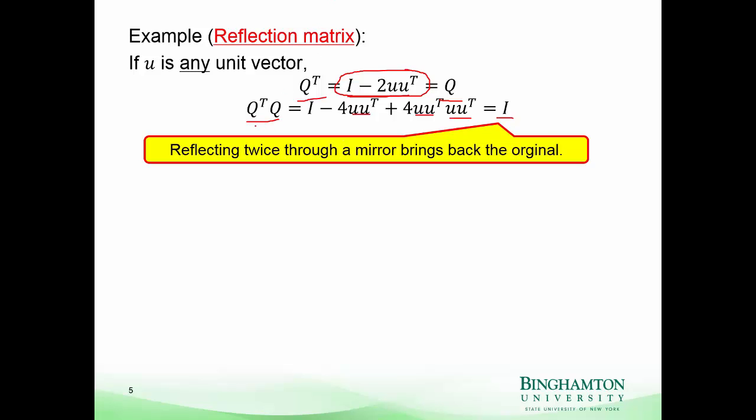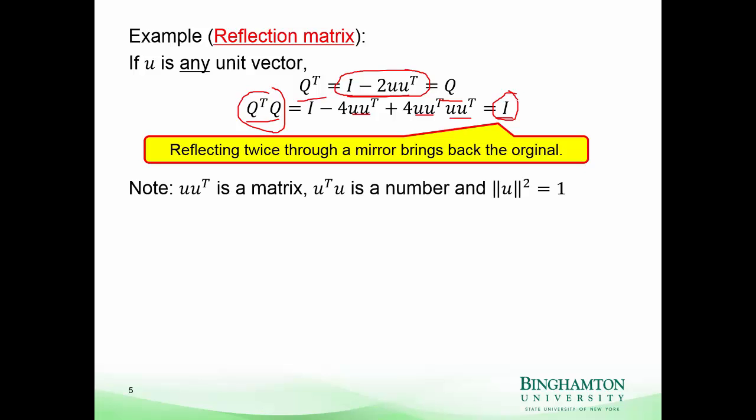But the point is that if you reflect twice, remember Q transpose and Q are equal to each other, so this is like applying Q twice. So if we reflect through a mirror and then reflect back through that mirror, we get back the original. So that's why this has to be equal to I. So U times U transpose is a matrix. U transpose U is a number. That's why I'm thinking that at least one of these up here needs to turn into U transpose U.